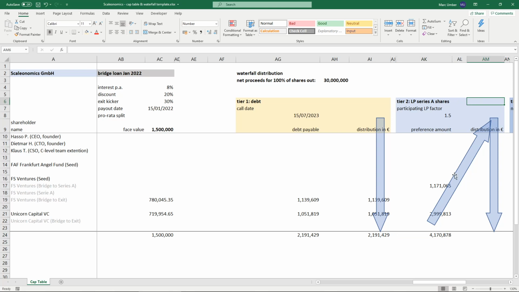Before we model how much cash every shareholder will get, we need to know how much money is left on the table. So we have an estimate of 30 million total proceeds from the exit. We already distributed 2.19 million on the tier 1. So there's 27 million left on the table. The commercial aspect of the participating liquidation preference means that Frankfurt School is entitled to receive up to 1.17 million euros before any other cash flows are dealt with in later tiers of the waterfall distribution.